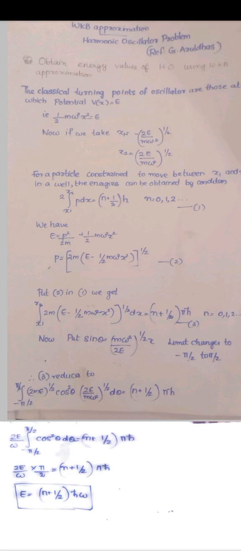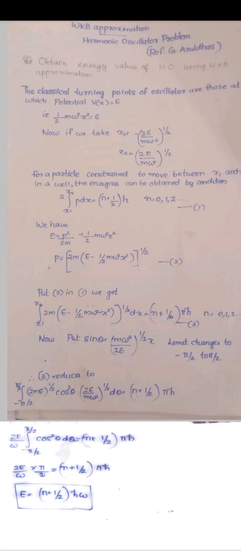So the question would be: obtain energy eigenvalues of a harmonic oscillator using WKB approximation. The reference I had used here is Modern Quantum Physics, Quantum Mechanics by G. Aruldas. From the chapter, there's a problem. It is from a problem in the exercise section of the G. Aruldas quantum physics textbook.